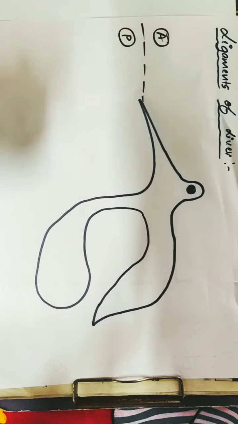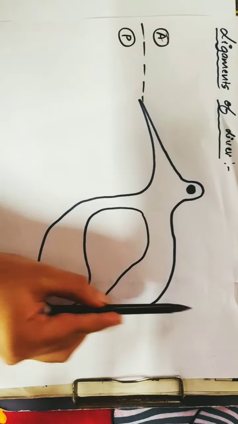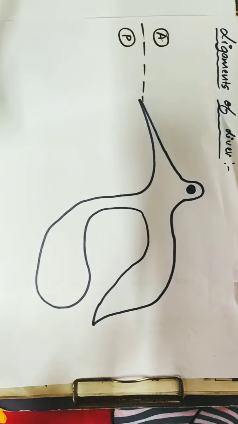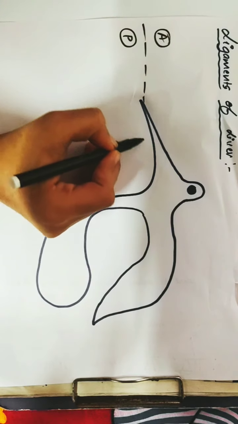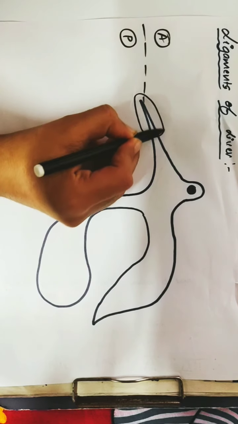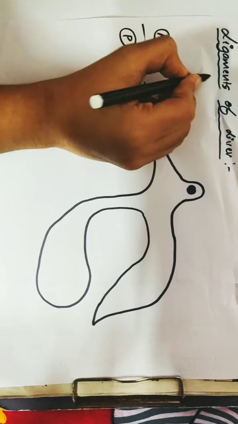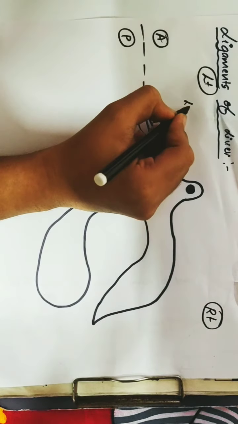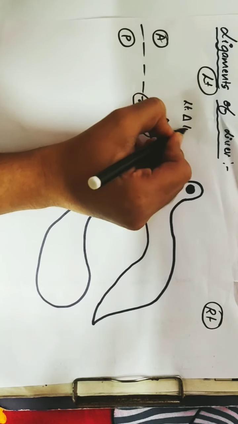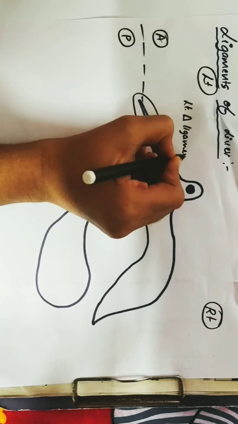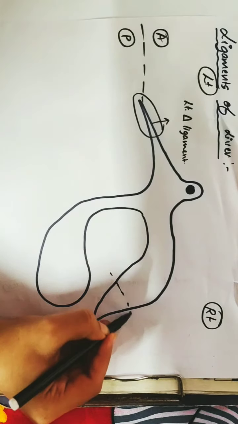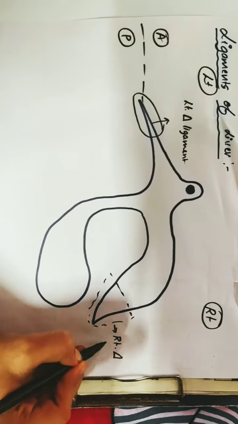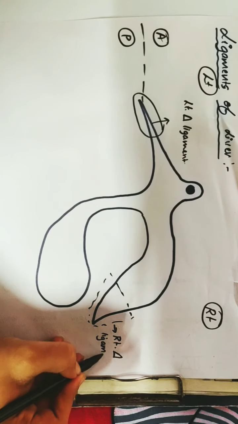As you can see in the diagram, consider the half quadrant is the anterior part and the rest half quadrant is the posterior part. You can see a triangular ligament here. Consider this is the left side and this is the right side. So this is the left triangular ligament. The bigger part is known as the right triangular ligament.